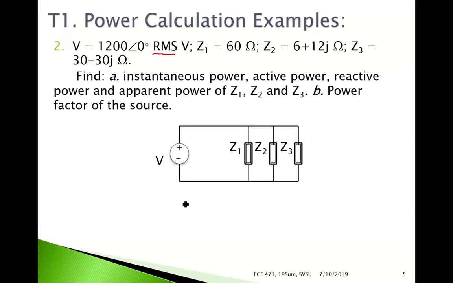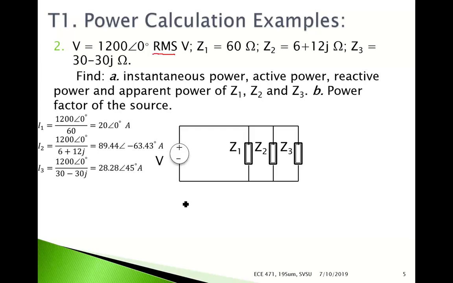Again, there is more than one way to solve this, and I'm using the current directly. So I'm looking for the current for each one of the loads. For Z1, the voltage across it divided by its impedance equals 20 with angle of 0 degrees amperes. This is the current through Z1. Similarly, I got I2 and I3 for Z2 and Z3 respectively. Again, same voltage in the numerator and different impedance in the denominator.